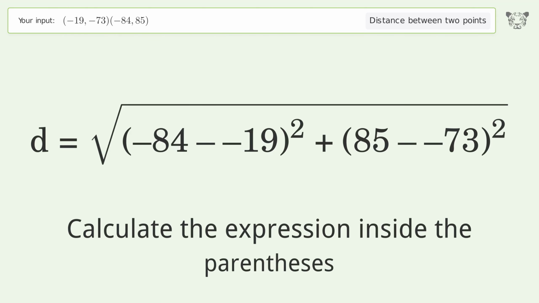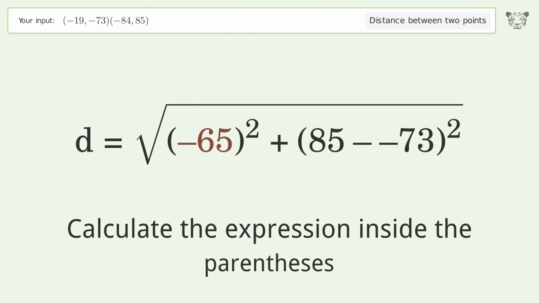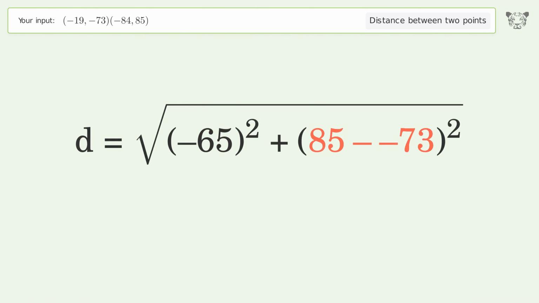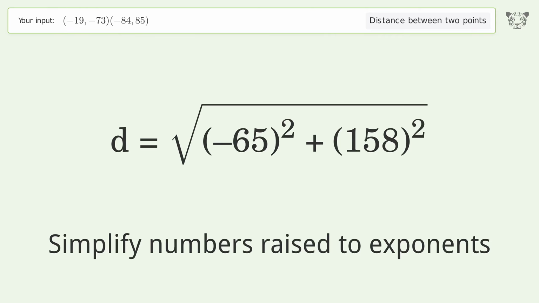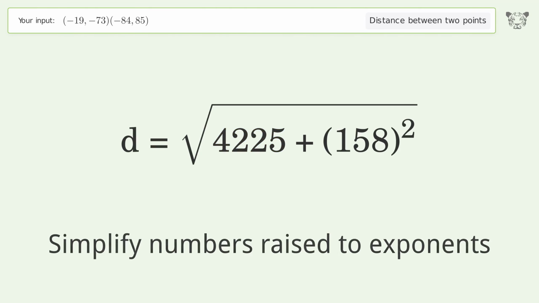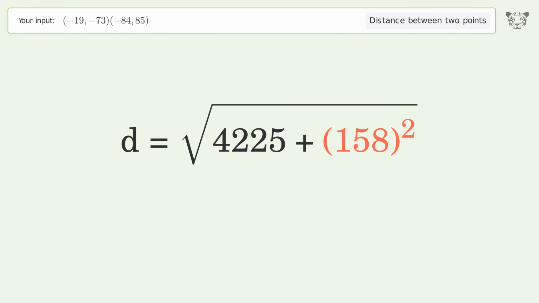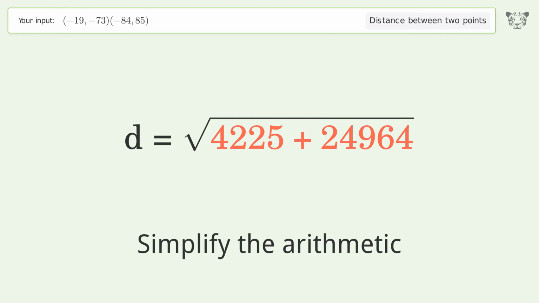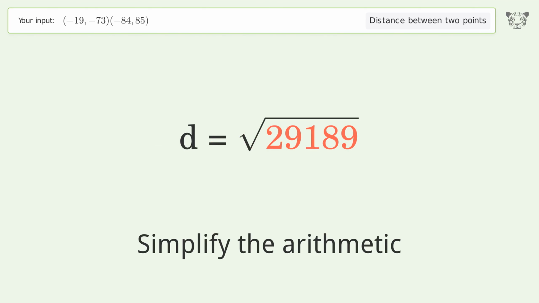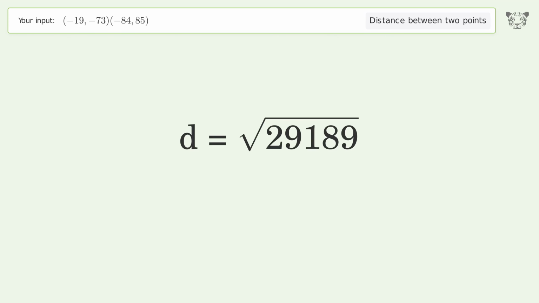Calculate the expression inside the parentheses. Simplify numbers raised to exponents. Simplify the arithmetic. And so the distance between the 2 points is the square root of 29,189, or 170.848.